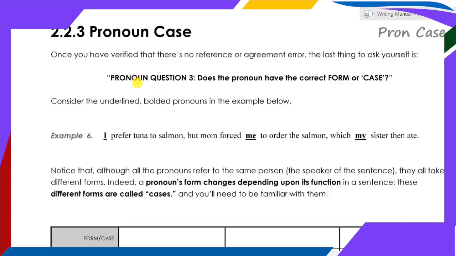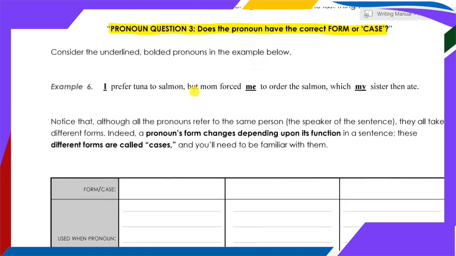The third thing that you're going to need to ask yourself when you see a pronoun underlined, all right, I'm going to try really hard to make this highlight straight. Not too bad. The third question that you need to ask yourself is, does the pronoun have the correct form or case? Take a look at example 6. Read it to yourself. Press pause if you need to.